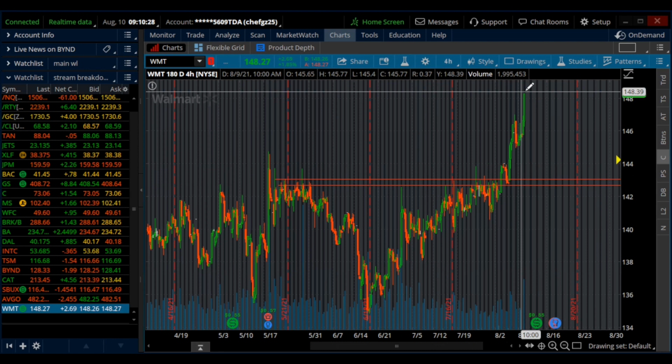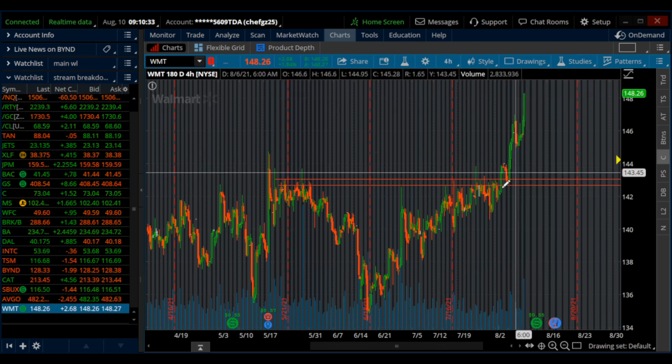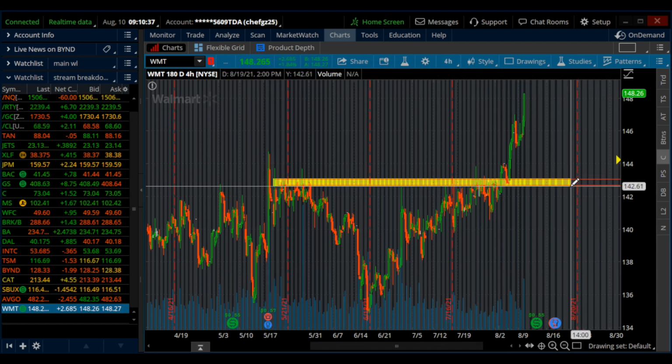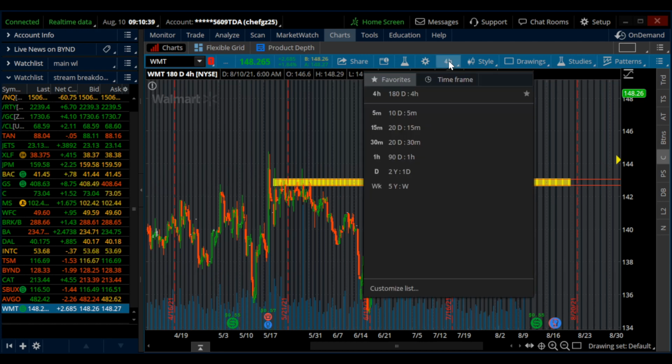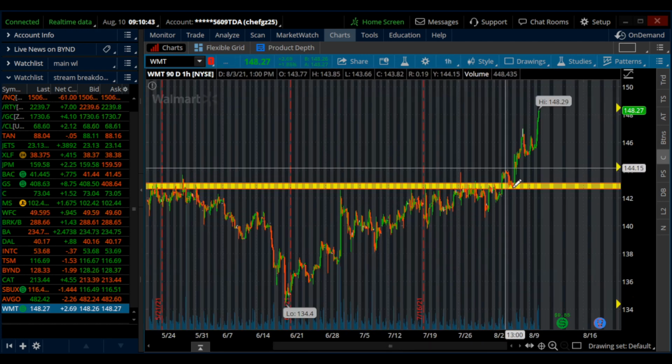And look what is happening to Walmart. I bet you none of you guys out there are looking at Walmart anymore ever since this happened. Okay, look at the break of all this supply. All that supply, and look what happened. We got that beautiful retest. Nice break, retest here.